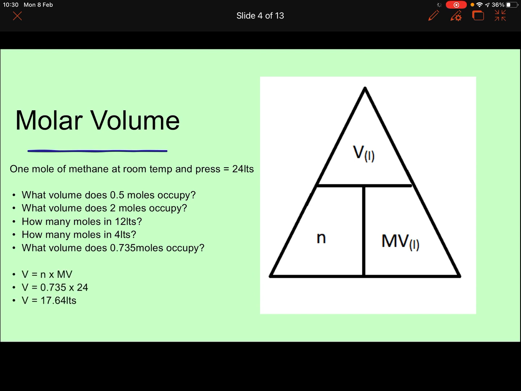So in this case, the volume, that's what we're trying to work out here, is equal to the number of moles times the molar volume, which is 0.735 times 24. That gives us a volume of 17.64 litres. Now that makes sense, because if you look at that number 0.735, well, 0.735 is about 70% of 1. So we're talking about 70% of 24 litres, which is 17.64 litres.